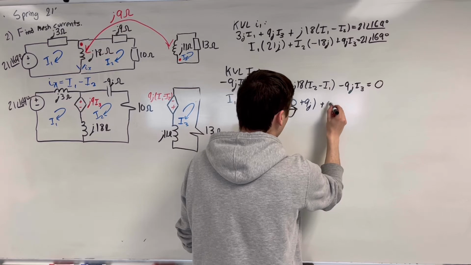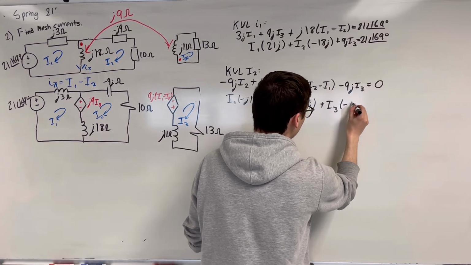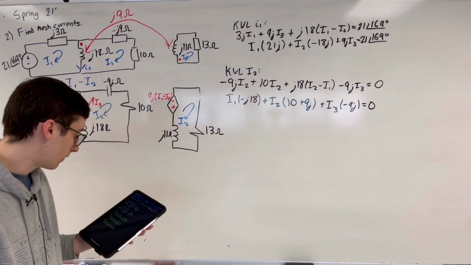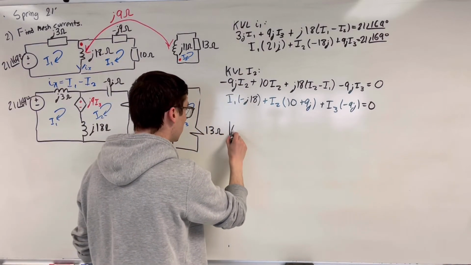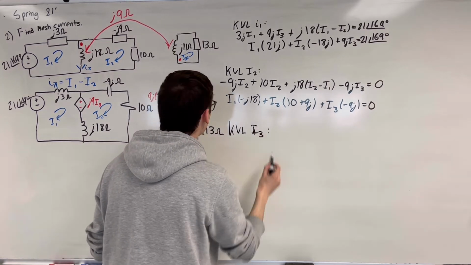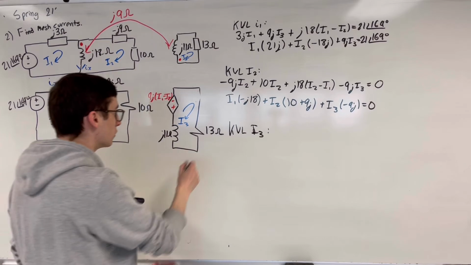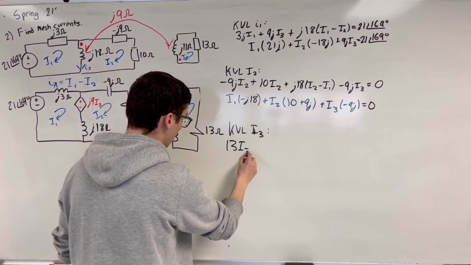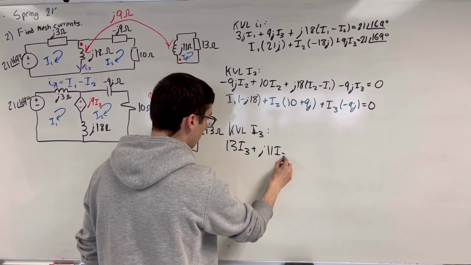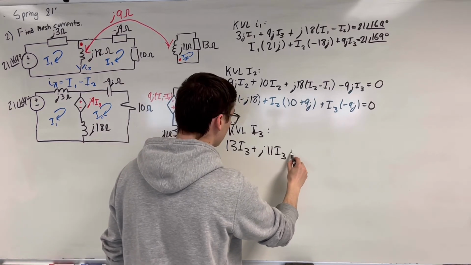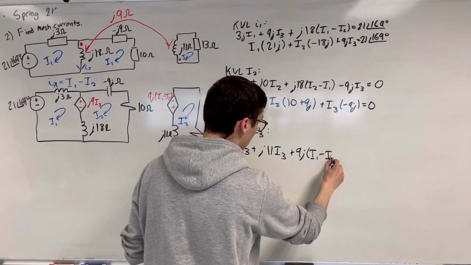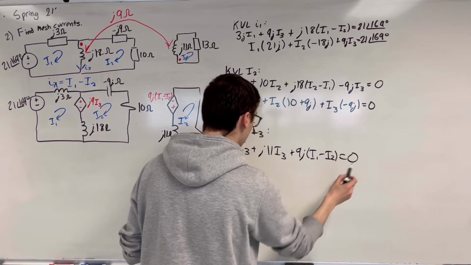And then plus I3 times negative 9j is equal to 0. And now our final KVL loop is going to be I3, and it's pretty simple. So it's going to be I3 times 13 plus 11j I3 plus 9j times (I1 minus I2) equals 0.